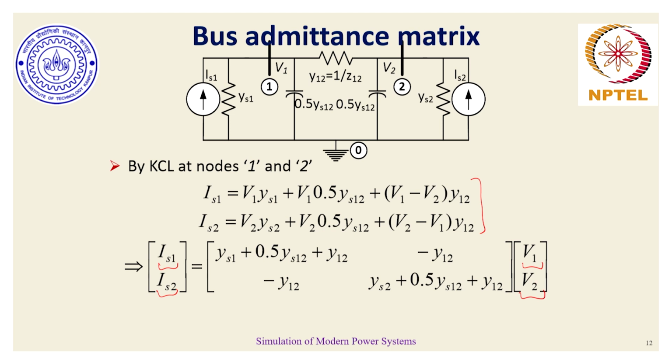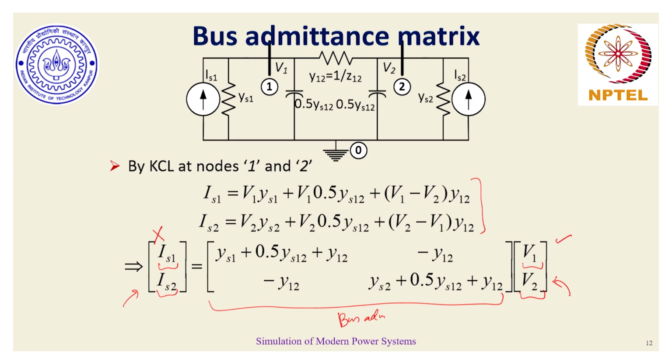We all remember that we get an analogous Y-bus form, because on the right-hand side we have some currents and on the left-hand side we have some voltages. So, does this mean that this forms the bus admittance matrix for the given 2-bus network? Definitely no. Why?